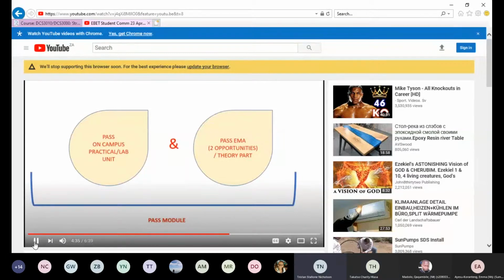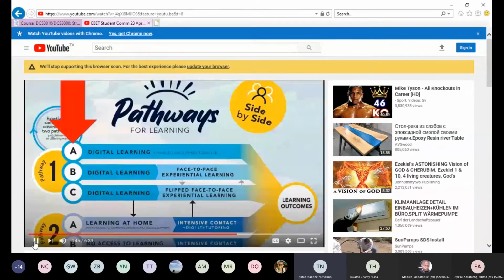Some modules will have a practical or lab component, which you will only be able to complete when back on campus. For such modules, you will have to pass both the theory and the lab and practical units. We are now starting to engage with students on both pathways.